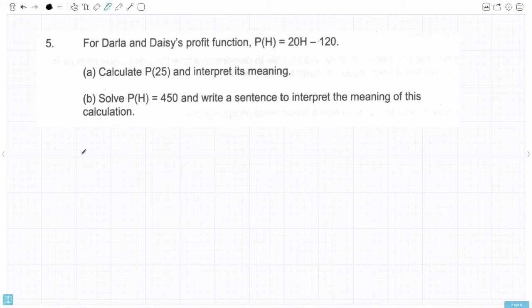Moving on to number 5. For Darla and Daisy's profit function, P of h is 20h minus 120. That sort of sounds like number 1. Yeah, that was a profit function actually in number 1. Well, let's calculate P of 25. So that means just plug in 25. 20 times 25 minus 120.